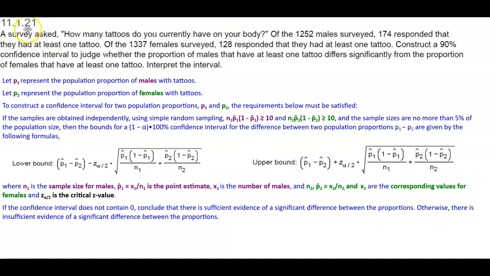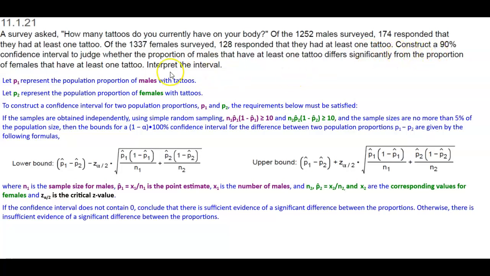Section 11.1.21, a survey asked how many tattoos do you currently have on your body? Of the 1,252 males surveyed, 174 responded that they had at least one tattoo. Of the 1,337 females surveyed, 128 responded that they had at least one tattoo.